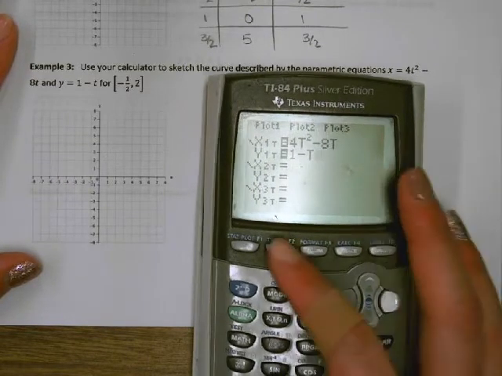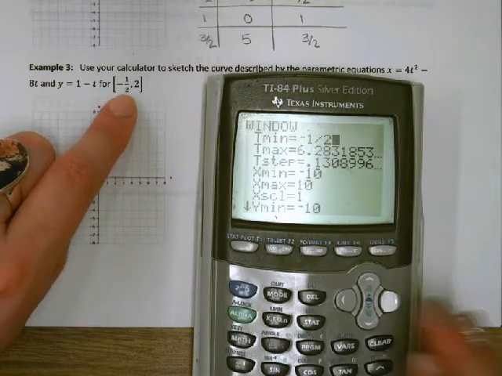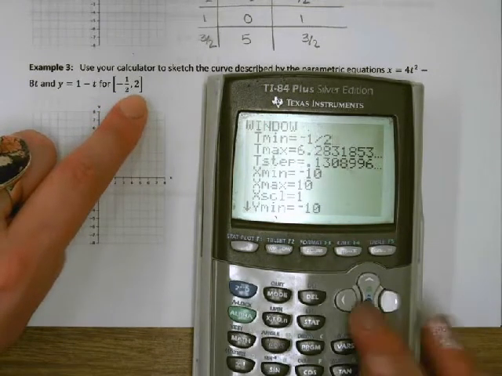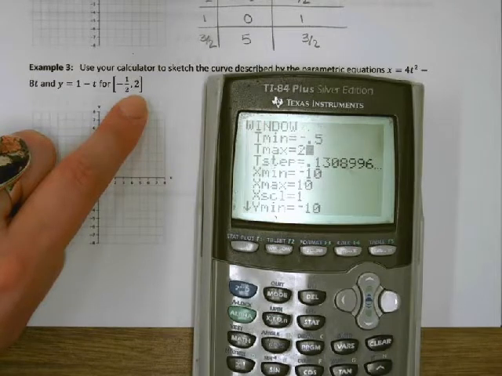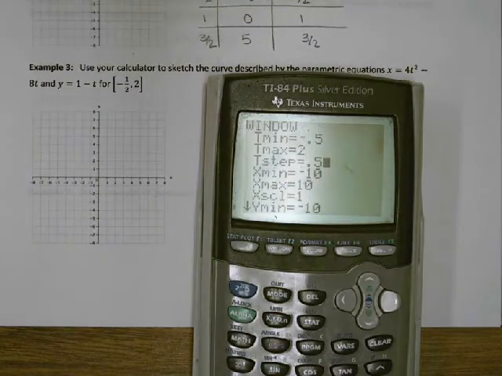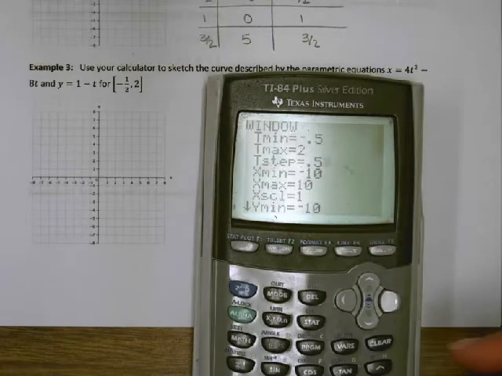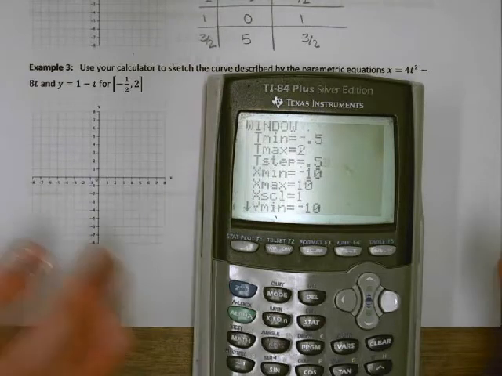So I'm going to hit window. For my window, the minimum t value I have is negative 1/2. My maximum t value is going to be 2, and I'm going to have it go by 0.5s. I'm going to have it go by halves. And then I'm not exactly sure how big this graph is going to be, so I'm going to just leave the x values of negative 10 and 10, kind of like normal, and just let it go.